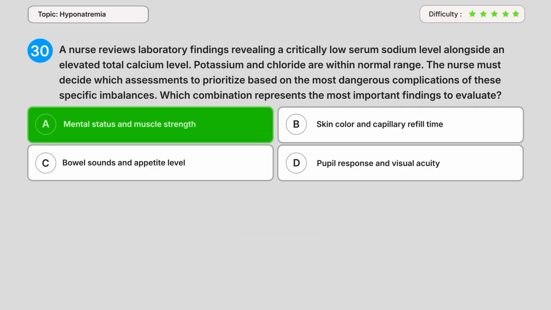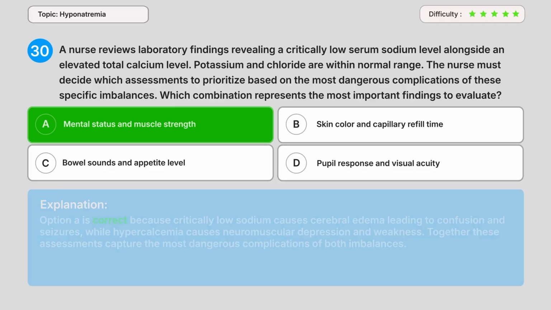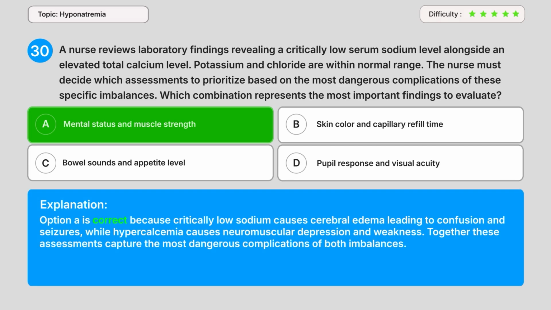Correct answer. A. Mental status and muscle strength. Explanation. Option A is correct because critically low sodium causes cerebral edema leading to confusion and seizures, while hypercalcemia causes neuromuscular depression and weakness. Together, these assessments capture the most dangerous complications of both imbalances.